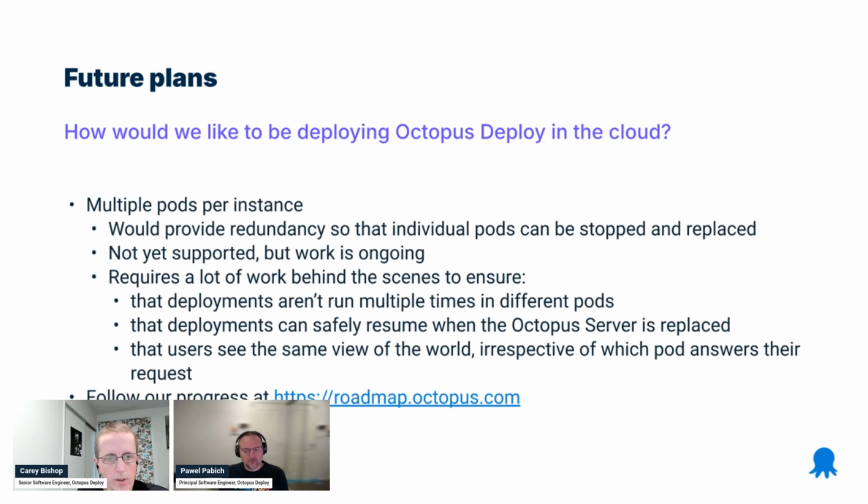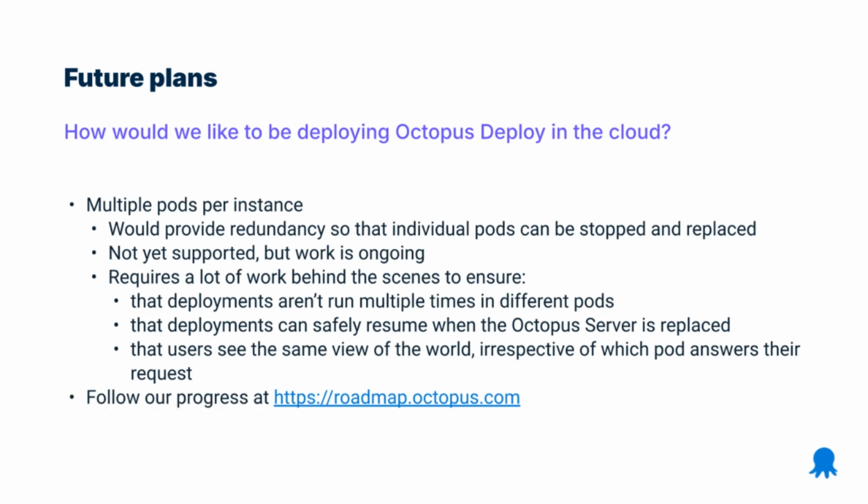And we want to make sure that no matter what happens, every customer is going to see the same view of the world. We wouldn't want one of your users to see that version 1 was deployed while another user saw version 2 was deployed. We need to make sure that no matter which pod your requests come into, you get the same information back. So as I say, that's ongoing. The cloud is never done, but you can follow our progress at roadmap.octopus.com.